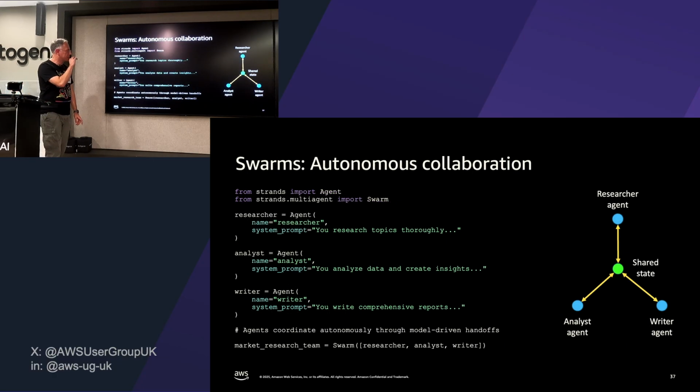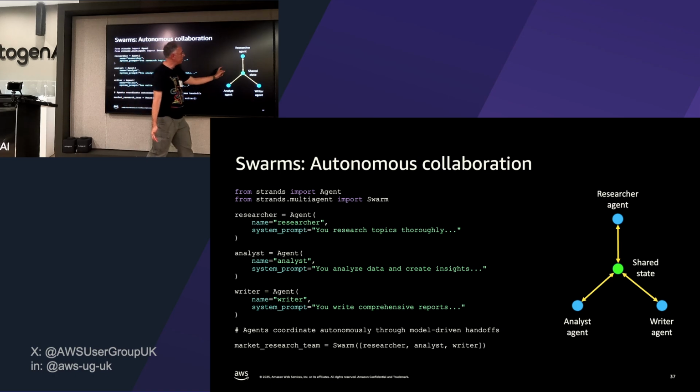Swarms is a little bit trickier. You can create swarms like this, so you create multiple agents like a researcher, an analyst, and a writer, and then you can say create a team that is a swarm of these three agents, and what happens is that these three agents will automatically share part of their context. In this way, when the researcher responds back, all the other agents will see the result.